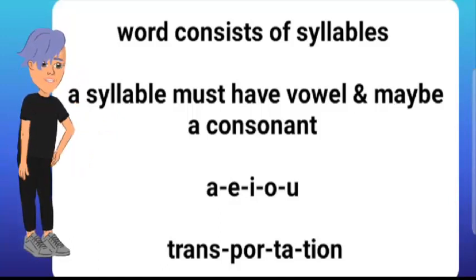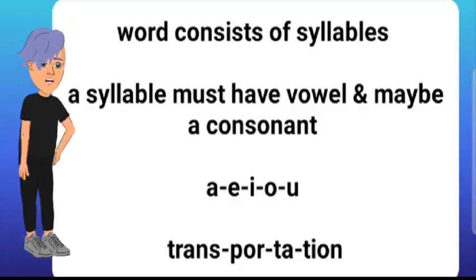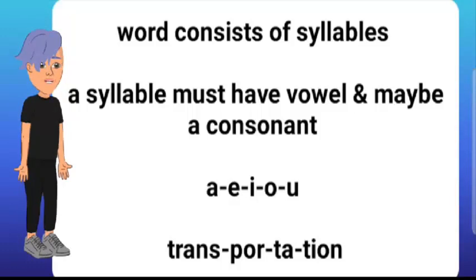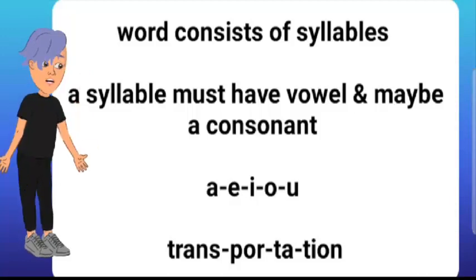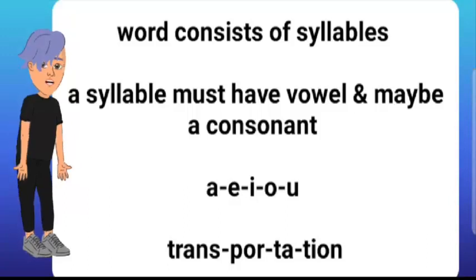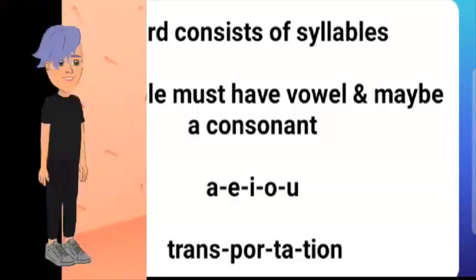So you can see every syllable will have a vowel. Trans has got the A as a syllable. Por has got the O, ta has got the A again, and then shun has got the I and the O, two vowels in shun. So transportation. That will help you with the spelling: when you divide a word into syllables, remember that in every syllable there should be a vowel.